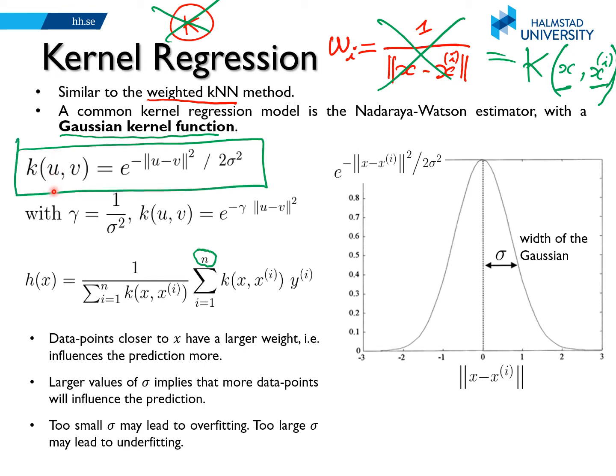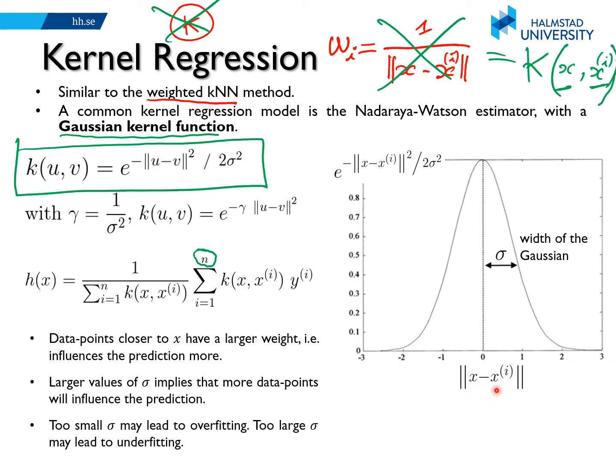So if you have two vectors u and v, it is computed as the exponential of minus the distance between u and v squared divided by 2 sigma squared. And sigma here is a hyperparameter that you set manually. It defines the width of the Gaussian. So this Gaussian here represents the values of the kernel function with respect to different values of the distance between the two data points. So this distance here.